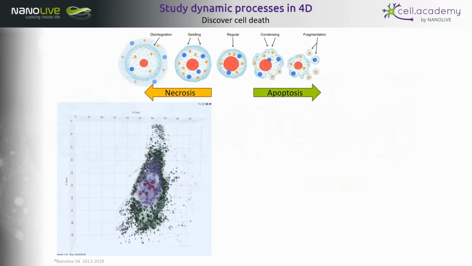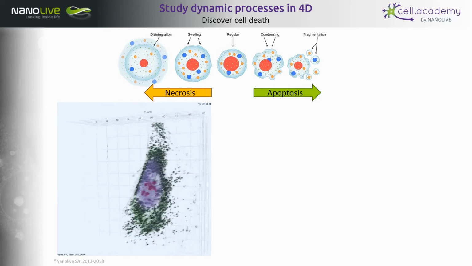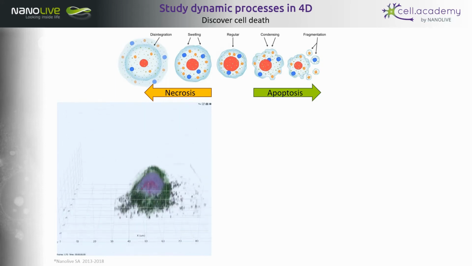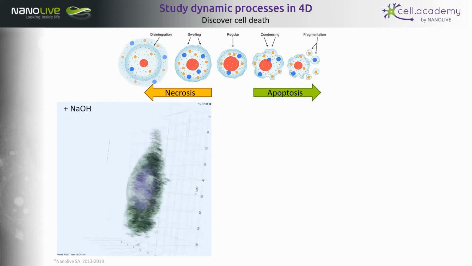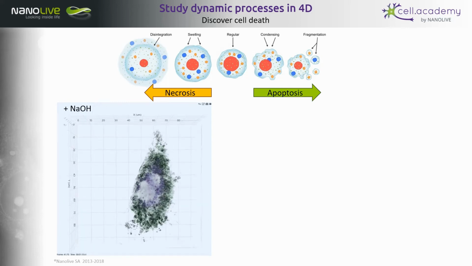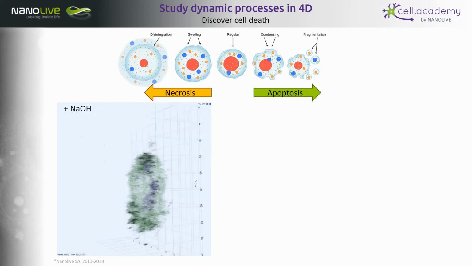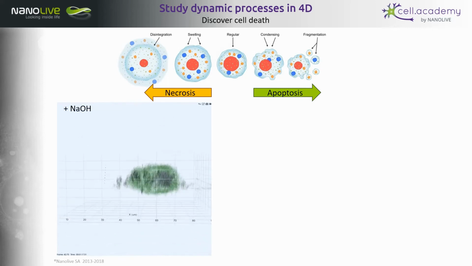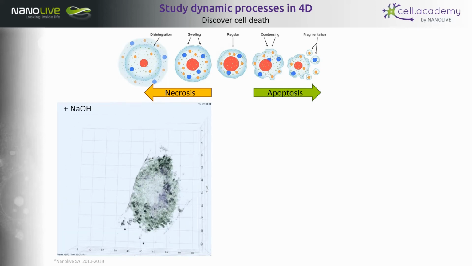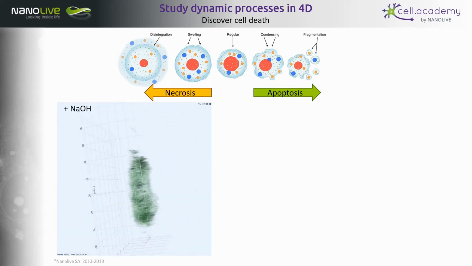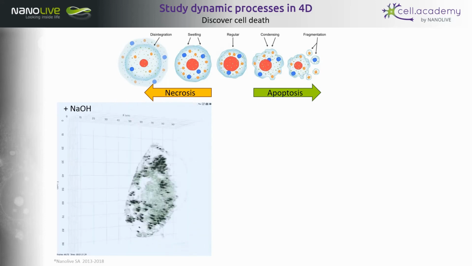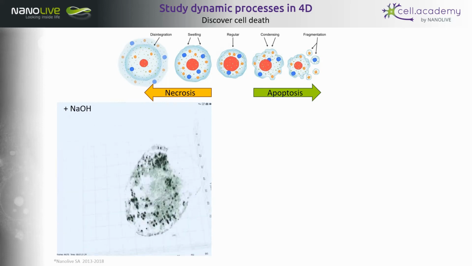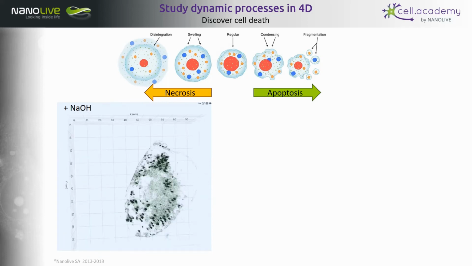So here we have a mammalian cell in culture that we added NaOH to, so sodium hydroxide, and that induces necrosis. And you see this effect is instantaneous. The cell swells, and you can really see this in the 3D render, and the inner components of the cell are just flowing out and it flattens completely. So you really have a perfect, live representation of what was previously shown in textbooks.